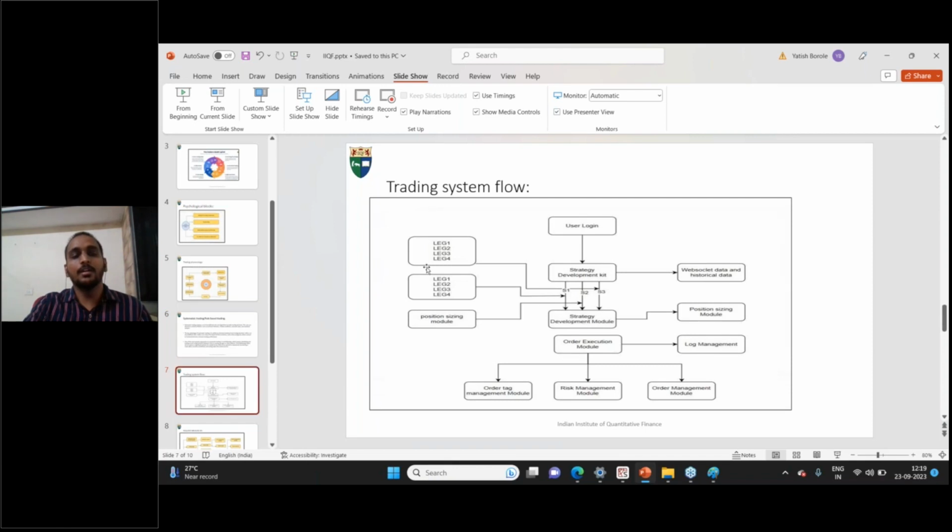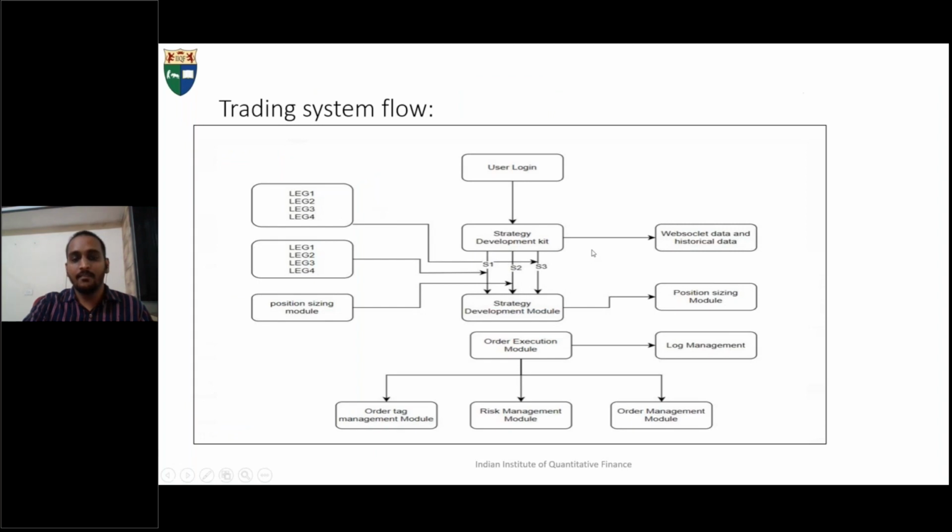Now going to the trading flow which will be required while building the system. The overall flow is basically there will be a user login, how you log in into your broker's app. Then there should be a strategy development kit. This strategy development kit will consist of multiple strategies or a single strategy. A trading system can be a combination of multiple non-correlated strategies, directional or non-directional. So a strategy development kit consists of non-directional, directional, or mean reversion systems.